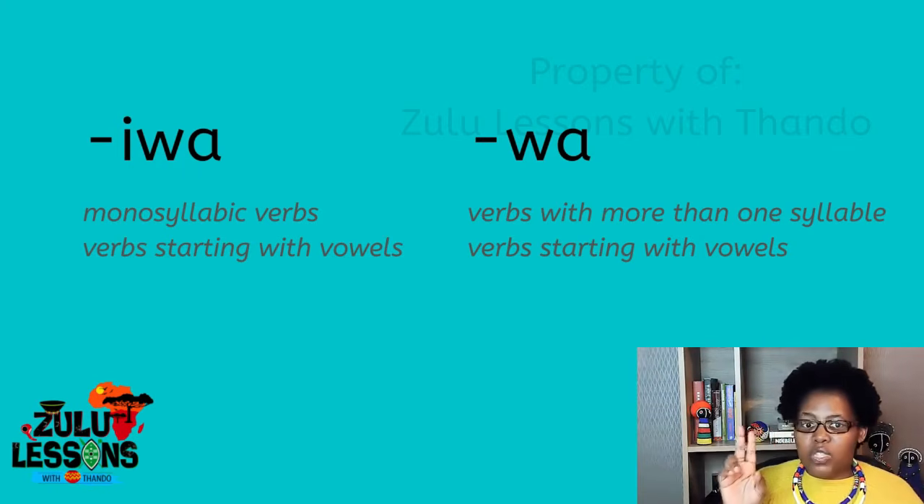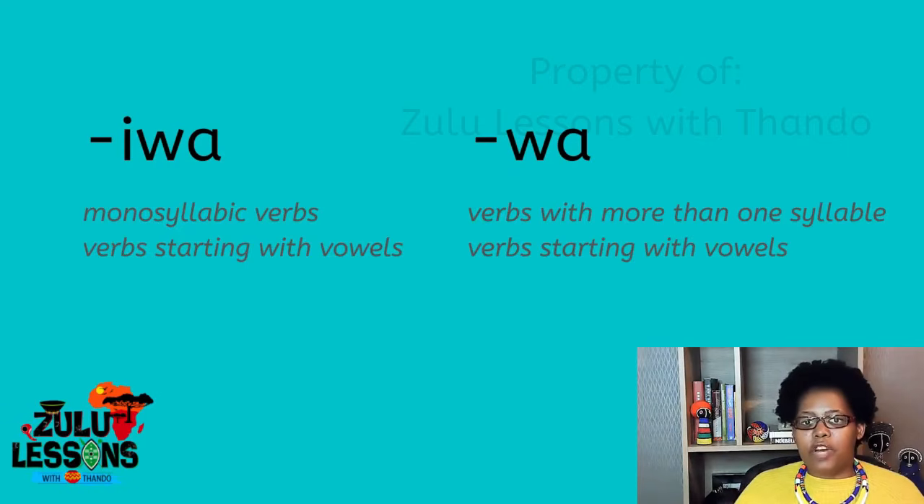So we are adding 2 different endings. When we have a verb that starts with a vowel, and that verb is also monosyllabic, so it's only 1 syllable, like the verb akha, to build, or the verb azi, to know, in that case we will use iwa, so IWA. But if we are working with verbs that start with consonants and also are more than one syllable, then we will simply add wa, which is just WA.